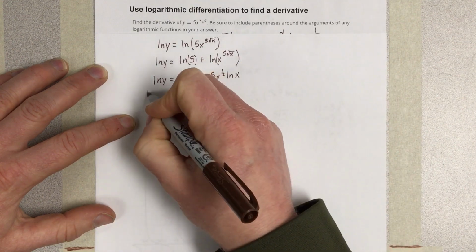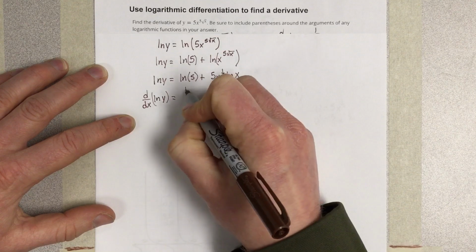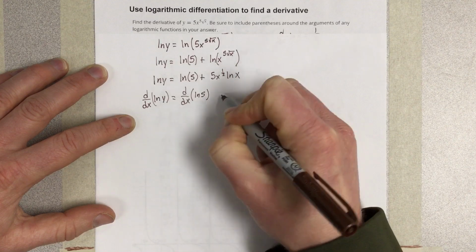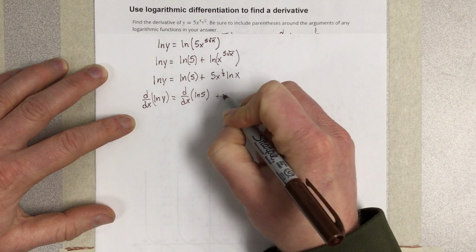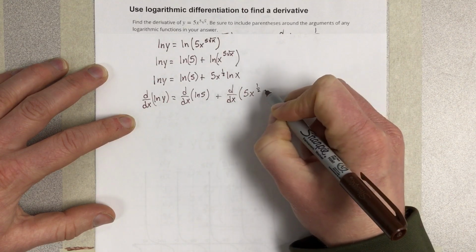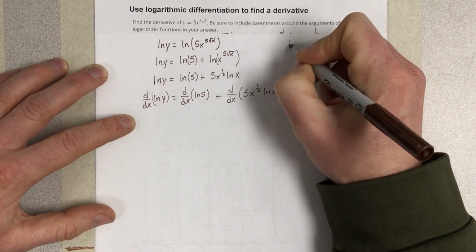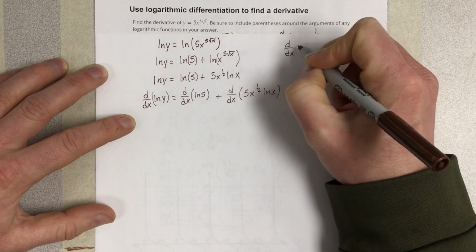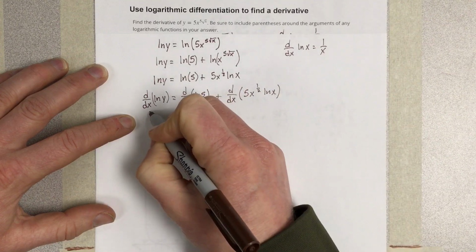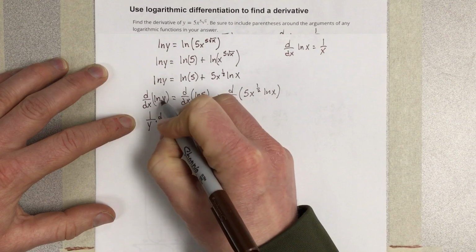I can't simplify anymore using log laws, so I'm going to do the derivative of each of these with respect to x. So derivative of natural log y, derivative of natural log 5, and the derivative of 5x to the half natural log x. Now as I do the derivative of natural log y, you got to remember that the derivative of natural log of x is 1 over x. So when we're doing a natural log y, we're doing 1 over y, but we're doing implicit differentiation, so it's dy over dx, because we're not doing it with respect to the same variable.